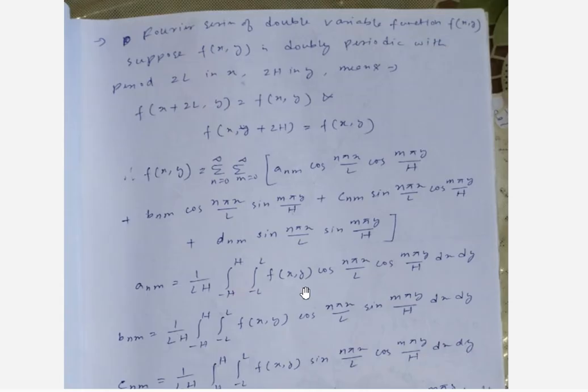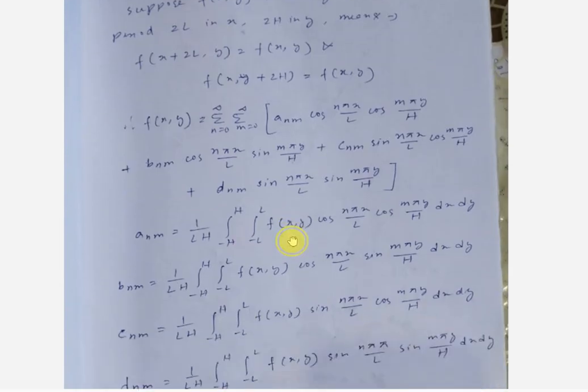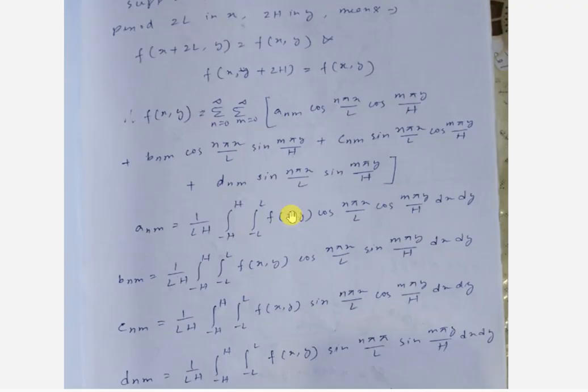Now, suppose f of x, y is doubly periodic with period 2L in x and 2h in y, meaning f of x plus 2L, y is equal to f of x, y, and f of x, y plus 2h is equal to f of x, y. What happens then? Well, it is also similar. You write this f of x, y as a summation n from 0 to infinity, m from 0 to infinity.